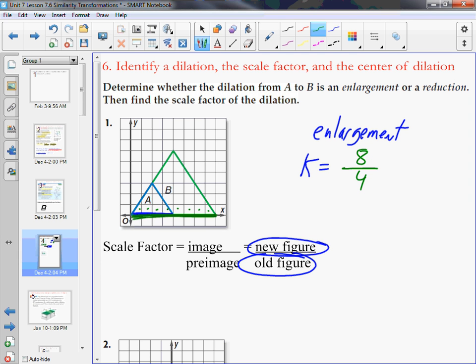Now, we prefer to have our scale factor reduced. Well, doesn't 8 to 4 reduce to 2 to 1 or even 2? So I would prefer to see on the quiz 2 to 1 or 2. Okay? I don't care which, 2 to 1 or 2, but I want to see it reduced. Think you're catching on? All right. Doing those problems is a little simpler than you might have guessed.